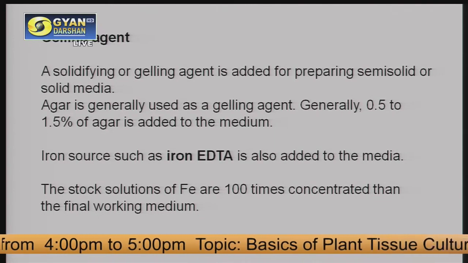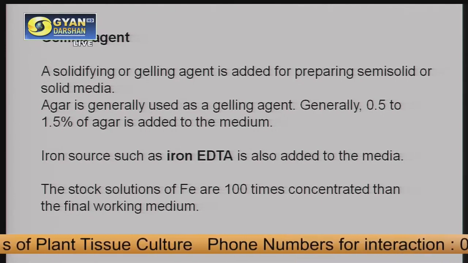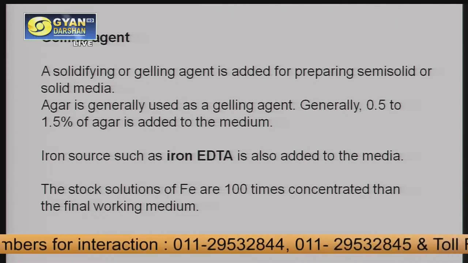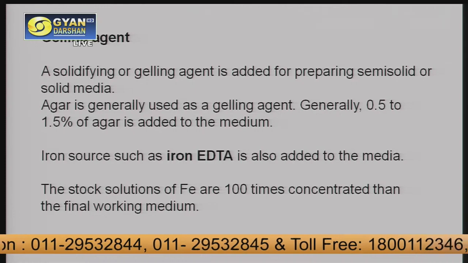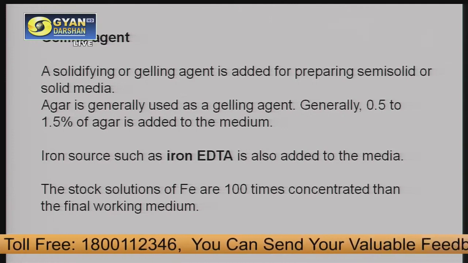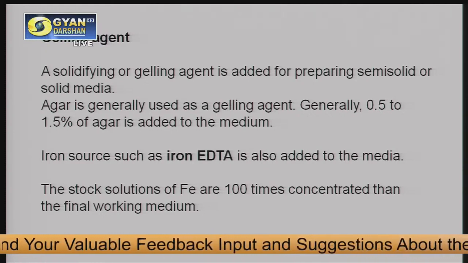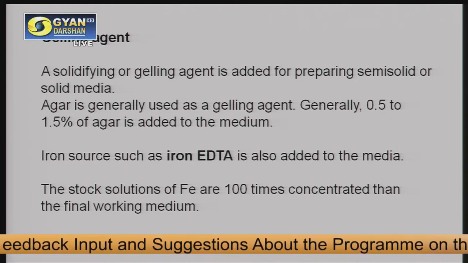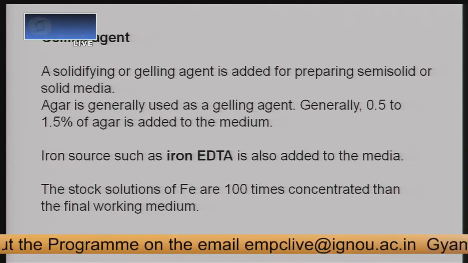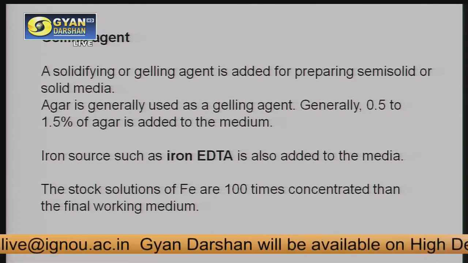Now, if you want to grow the tissue in a solid medium, I hope you understand what is meant by solid medium and liquid medium. Liquid medium means it's a culture, and solid medium means it is solidified medium. So how do you solidify the medium? Because you are preparing a solution containing all the salts, carbon source, that is sugar, the vitamins, the amino acids, the hormones. But then how do you solidify the media? For solidification, you need to add agar. And this agar is normally used as a gelling agent. Generally 0.5 to 1.5% of agar is added to the medium.